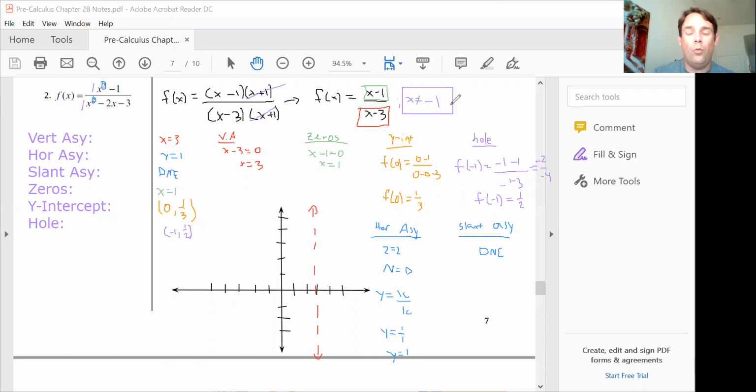Horizontal asymptote at 1. So when I'm going out to positive infinity or negative infinity, my graph's going to look like it's going towards 1. Let's see here. I don't have a slant asymptote. I have a 0 though at x equals 1. I have an x-intercept at (1, 0). I have a y-intercept at (0, 1/3), so that'd be right about there.